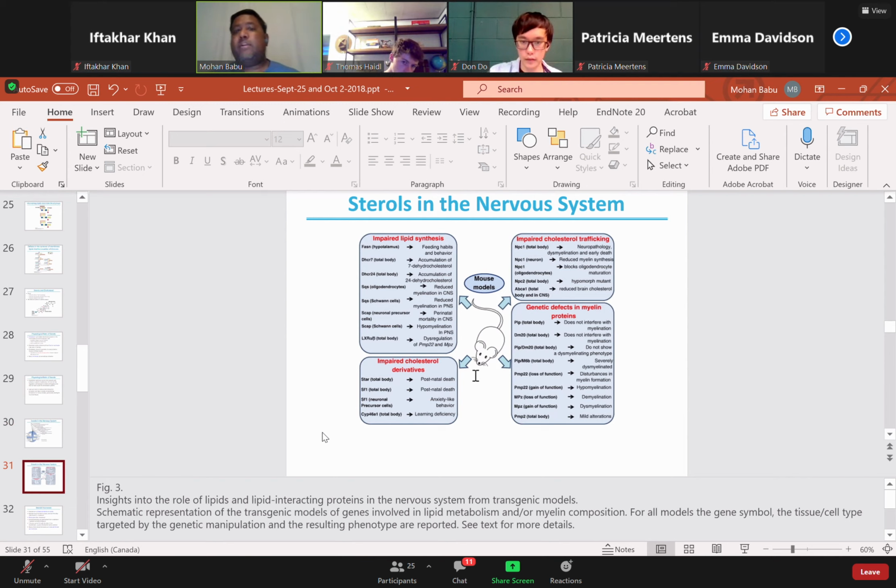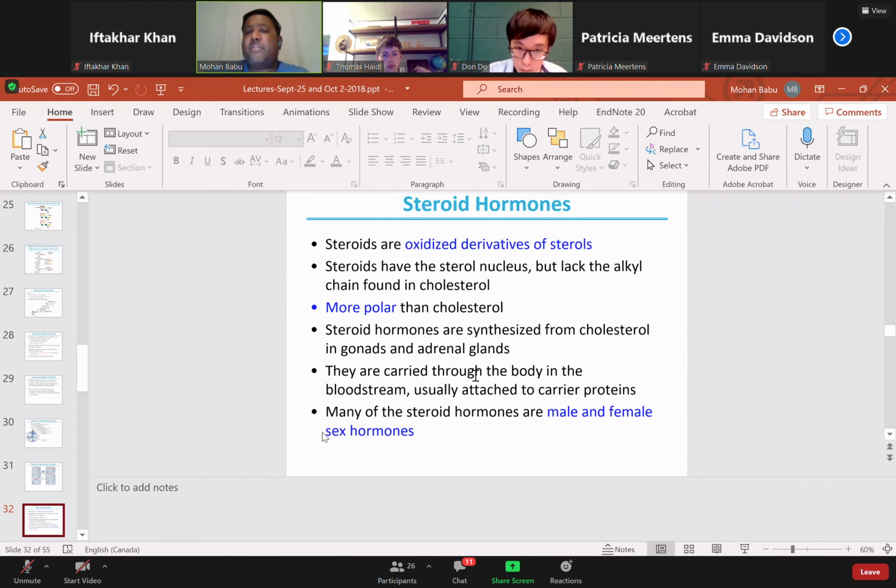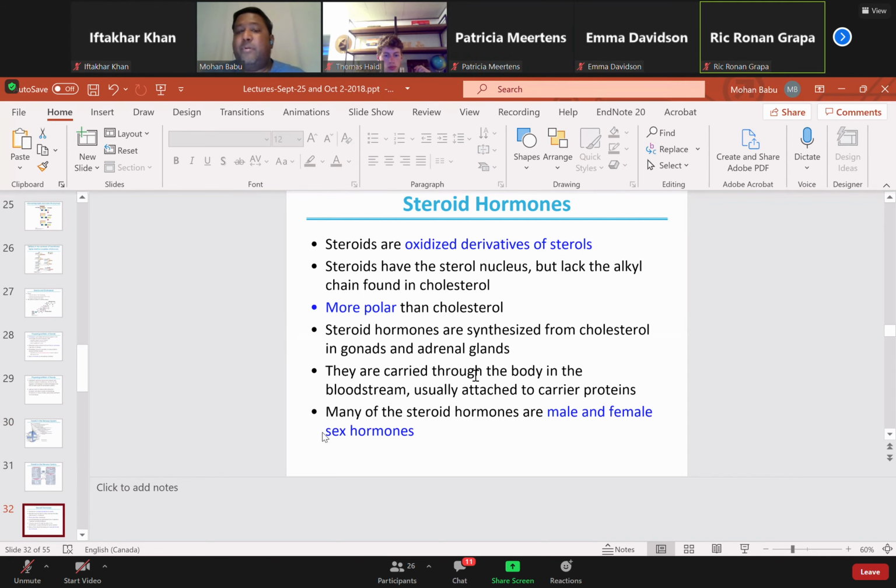Now, steroid hormones. Steroids are oxidized derivatives of sterols, they have a sterol nucleus, and mostly they are polar. Steroid hormones are synthesized from cholesterol in the gonads and adrenal glands, and mostly they are carried through the body in the bloodstream, usually attached to carrier proteins. The steroid hormones include male and female sex hormones, many of them.